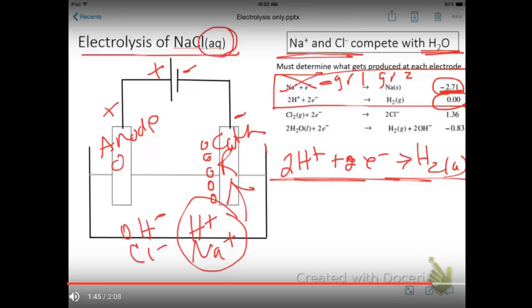Now what happens at the anode is a little bit more complicated. You can't just simply look at the oxidation values by flipping these. There's a concept called overvoltage that gets involved that's beyond the scope of the course. But I will tell you that chlorine gas is what gets produced at the anode.